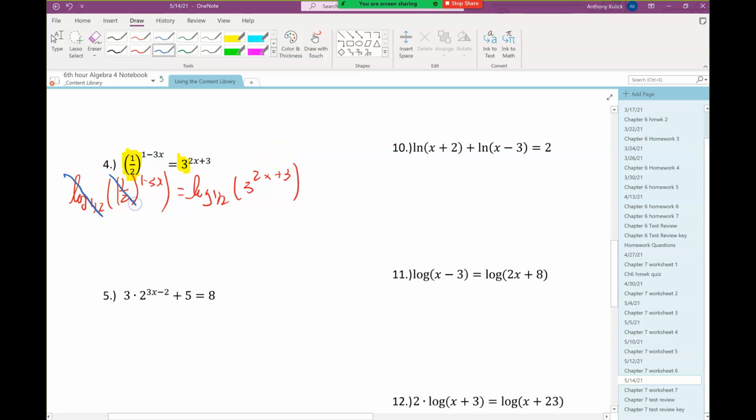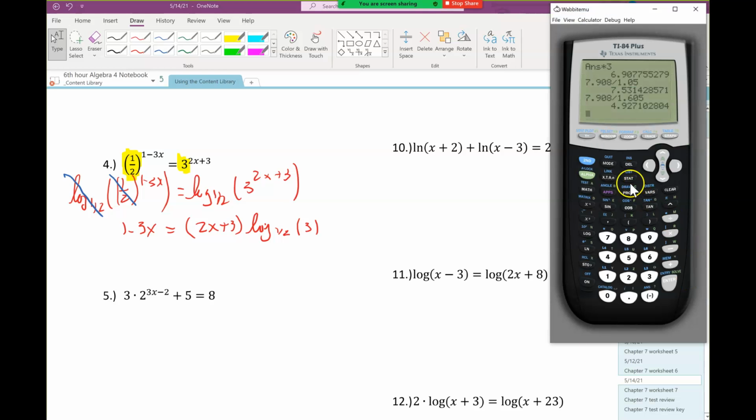So the log base 1/2 cancels the exponent base 1/2, and we're left with 1 minus 3x. On the other side, we're going to use the power property that allows us to move the exponent of 2x plus 3 to the coefficient of log base 1/2 of 3. Now, log base 1/2 of 3 is just a number. Now it's going to be like a yucky decimal.